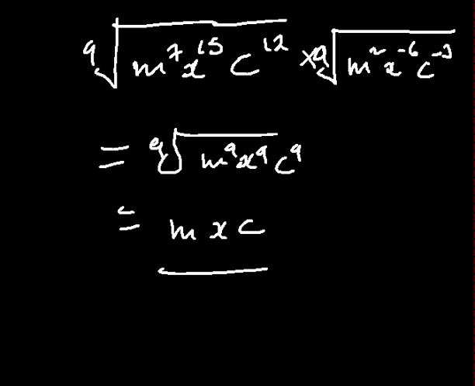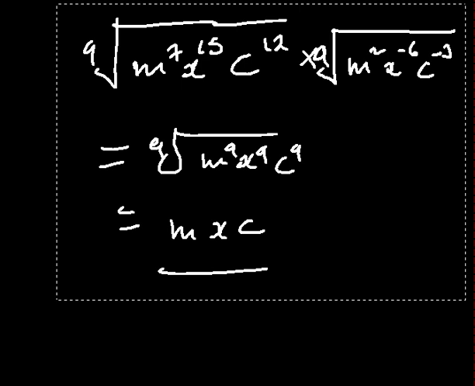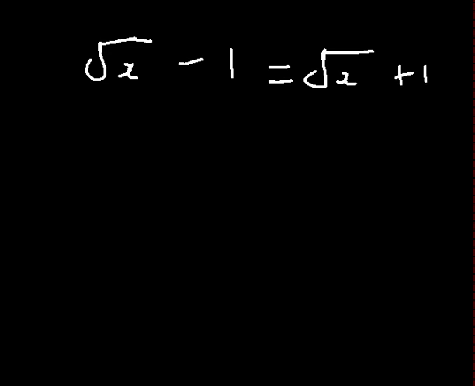So that's how we rationalize that one. And what if, let's say, we have this case? Let's say we have the square root of x minus 1. So what is the conjugate of this case? Now the conjugate of this expression is equal to the square root of x plus 1.